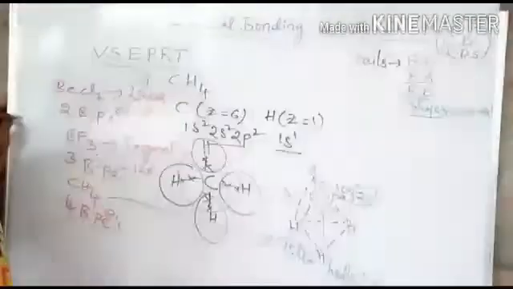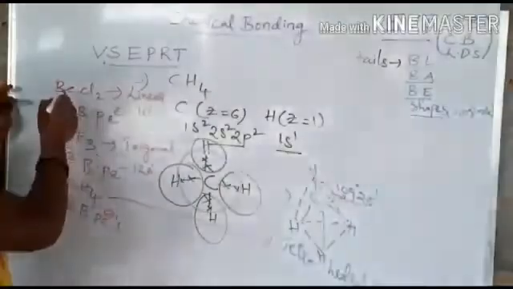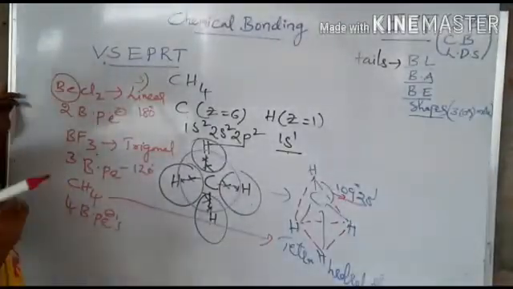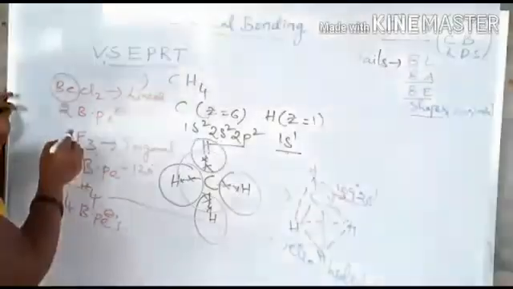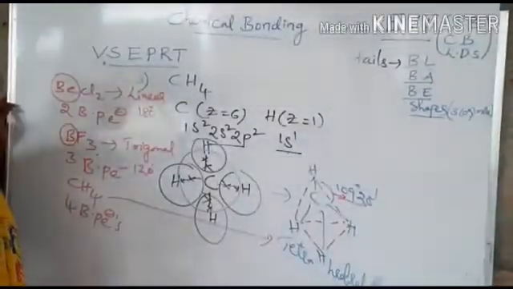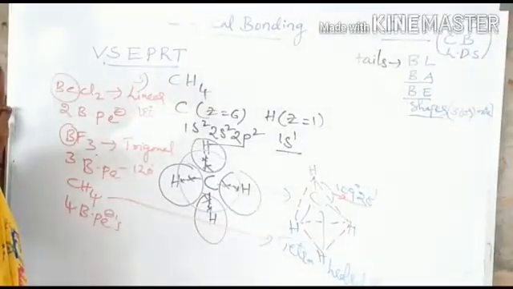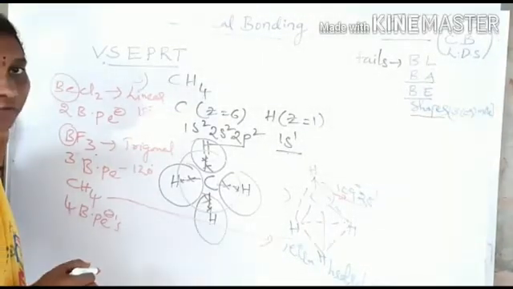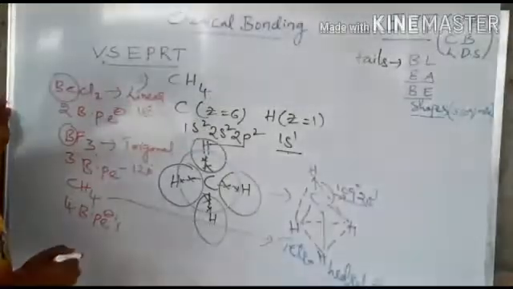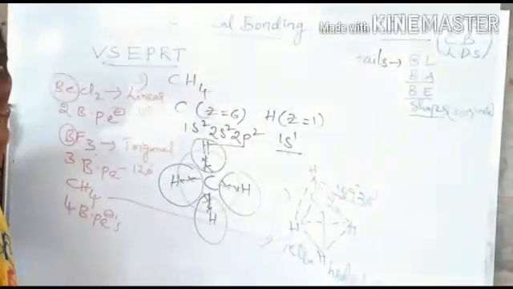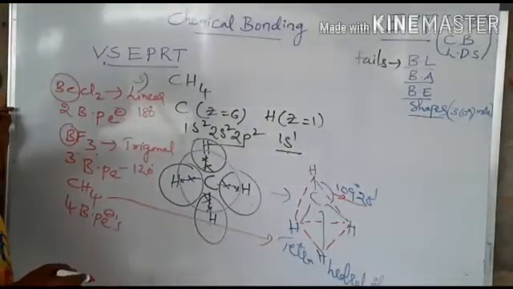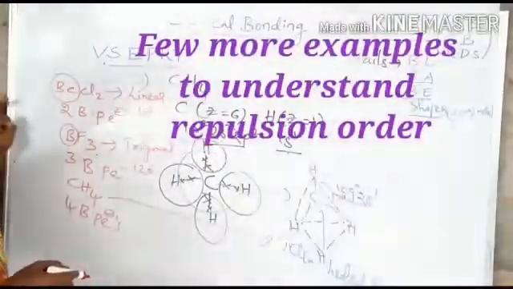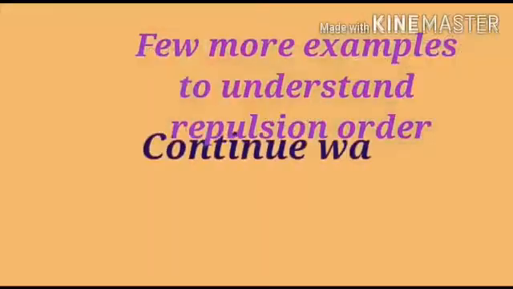You have to remember, students, that the central atom beryllium in BeCl2 does not get the octet configuration, and the central atom boron in BF3 also does not get the octet configuration. How they get octet configuration in BeCl2 and BF3 molecules, we will see in higher studies. Now we'll go for a few more examples to understand the lone pair electrons.